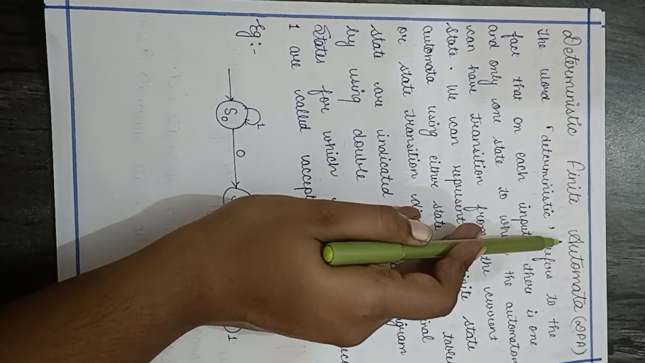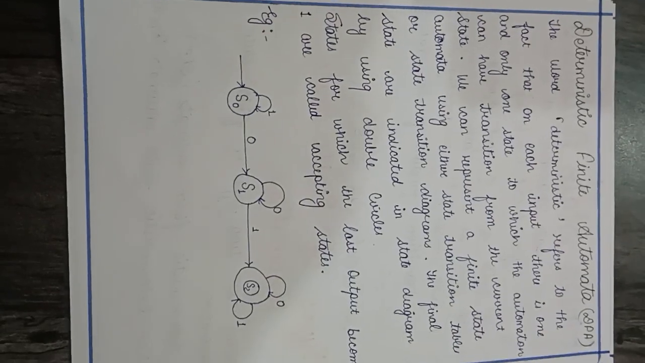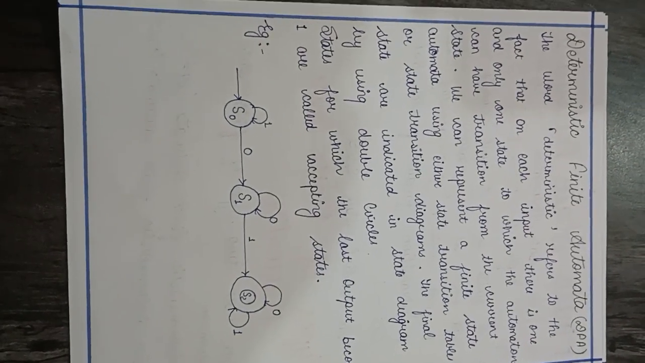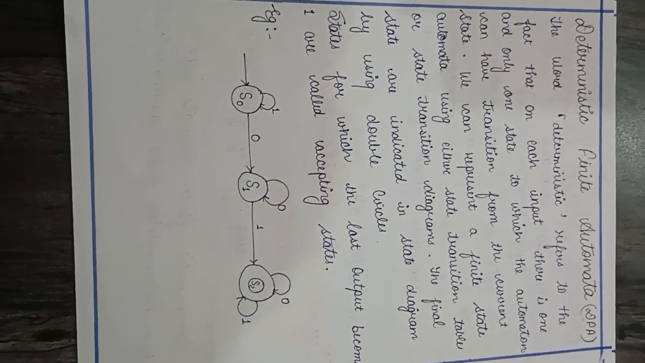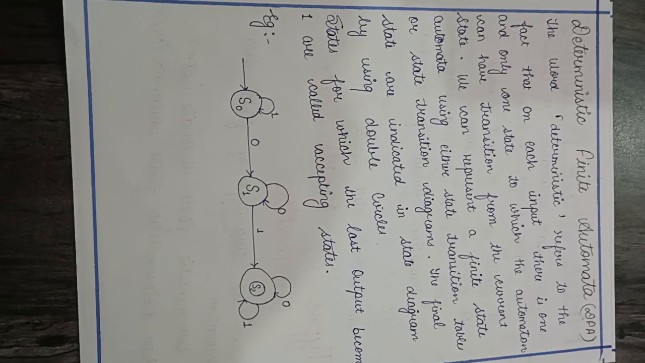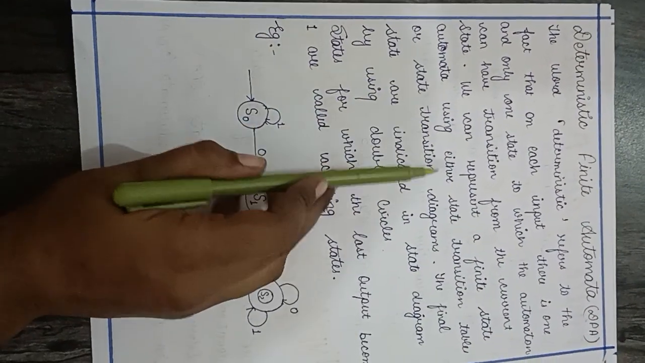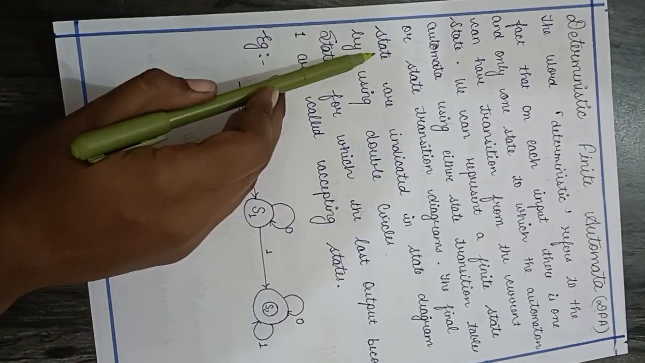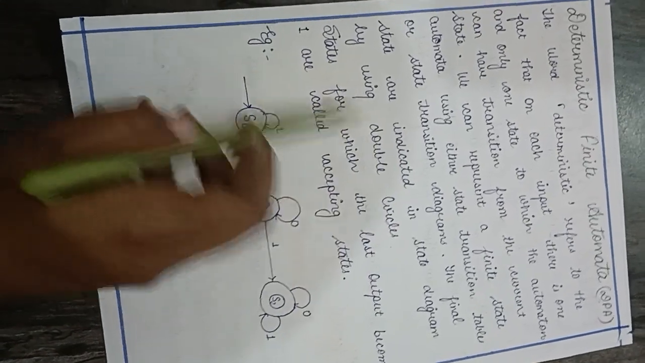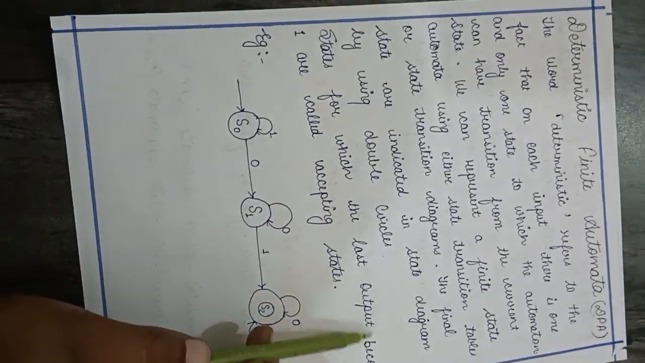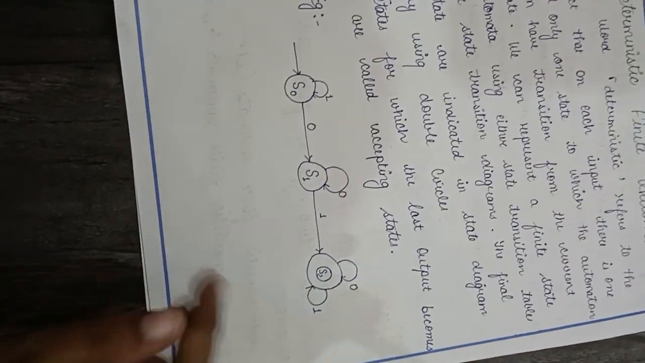Deterministic finite automata, DFA. The word deterministic refers to the fact that on each input there is one and only one state to which the automaton can have a transition from the current state. We can represent a finite state automaton using either a state table or a state transition diagram. The final states are indicated in the state diagram by using double circles. States for which the last output becomes one are called accepting states. So here we have an example.